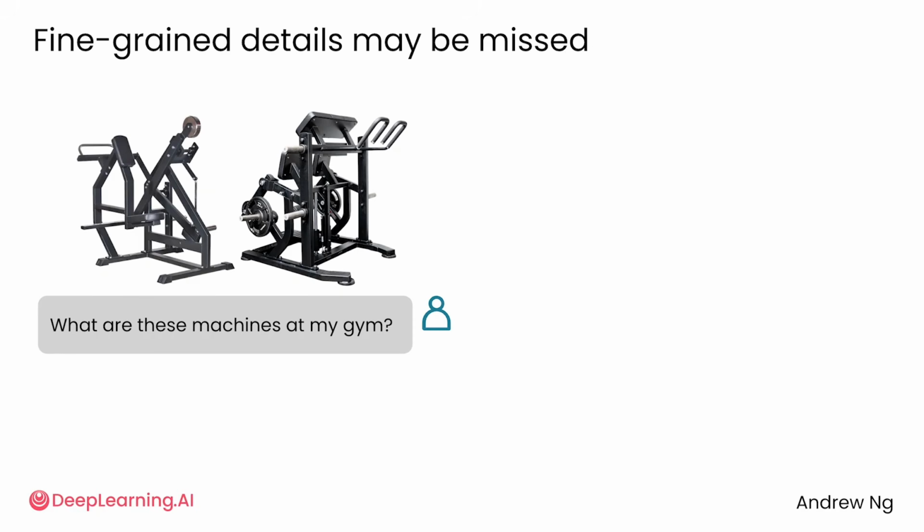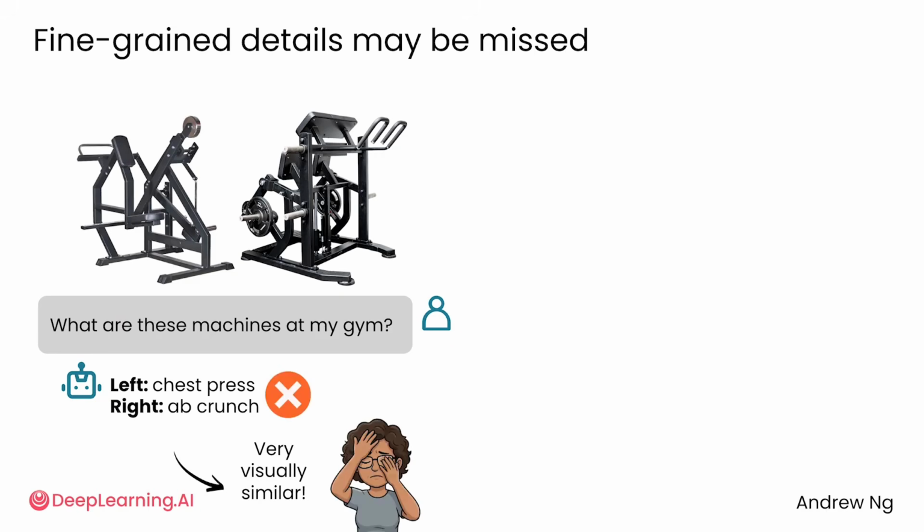It may confidently give an answer like this, which turns out to be wrong. And that's because a lot of gym machines, if you look at them through a slightly blurry lens, they all look a little bit similar, and AI is not that good today at looking at the fine details of images to distinguish what really is a glute kickback machine or a hamstring curl machine.